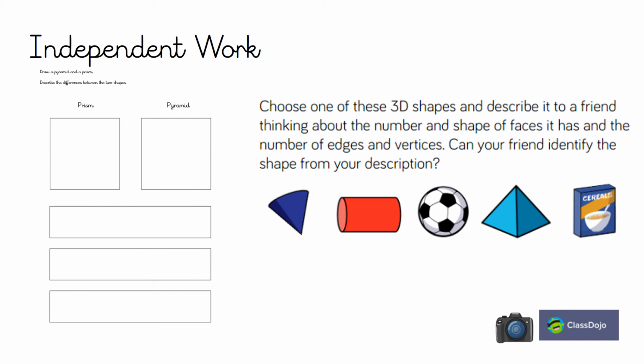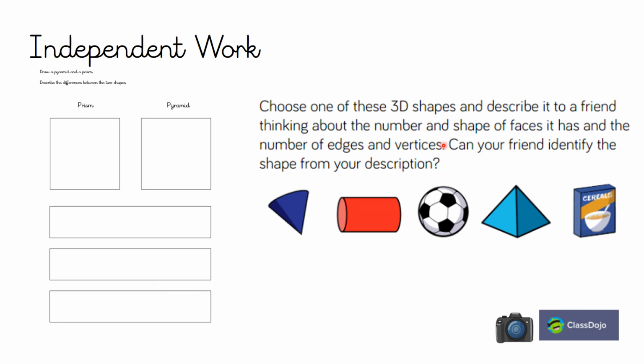Today's independent work is slightly different, Year 3. It is not in our workbooks, so you need to look on the PDF that's on our Dojo story page. On the first page, I would like you to draw a prism and a pyramid. Then I want you to tell me what is different about these two 3D shapes. When you've finished, I would like you to choose one of these 3D shapes and describe it to a friend. You'll need to think about the number and shape of the faces and the number of edges and vertices.